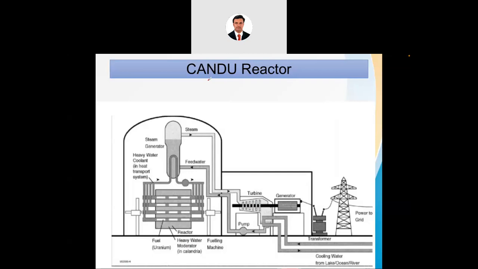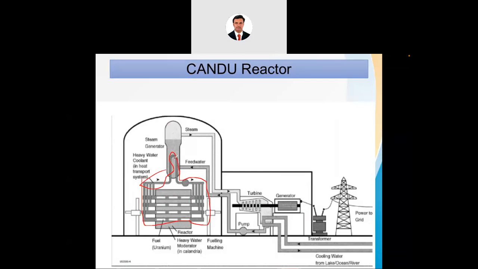Third one is the CANDU type of reactor. This is known as the Canadian Deuterium Uranium nuclear reactor. You can see the construction of this type of reactor. This one is the main reactor, and this is the first cycle you can see. Here is the nuclear core, where the heat will be generated.